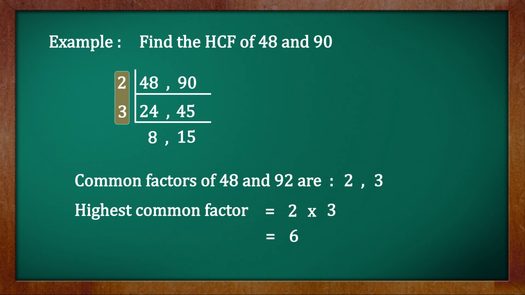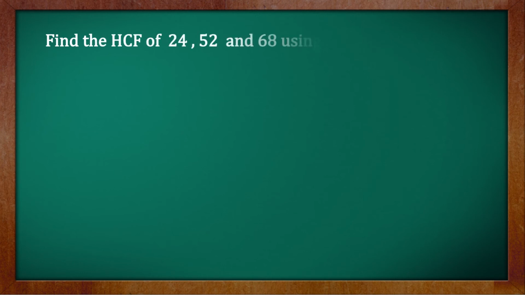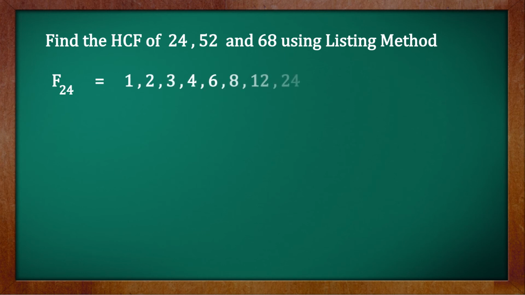Before we end, let us solve an example each using listing method and common division method. First example, find the HCF of 24, 52 and 68 using listing method. We'll write the factors of all the three numbers. F24 is equal to 1, 2, 3, 4, 6, 8, 12 and 24. F52 is equal to 1, 2, 4, 13, 26 and 52.